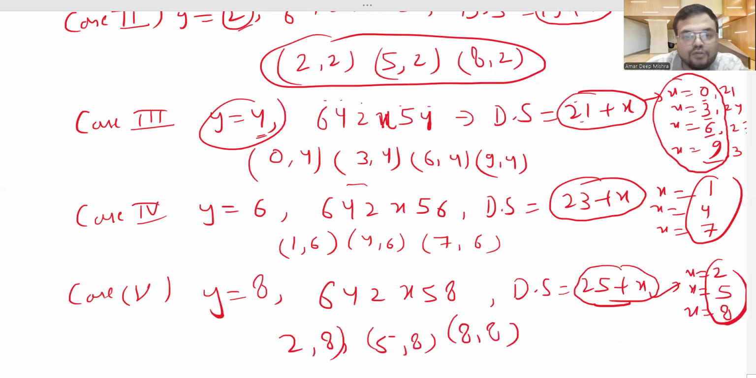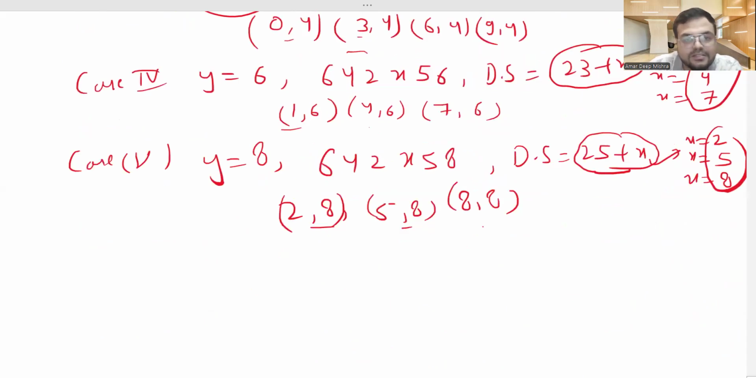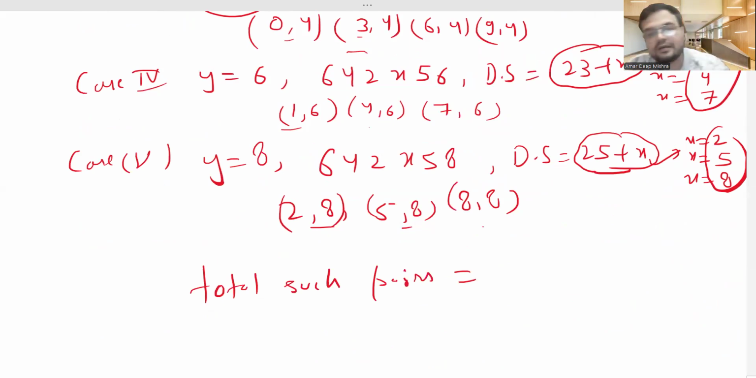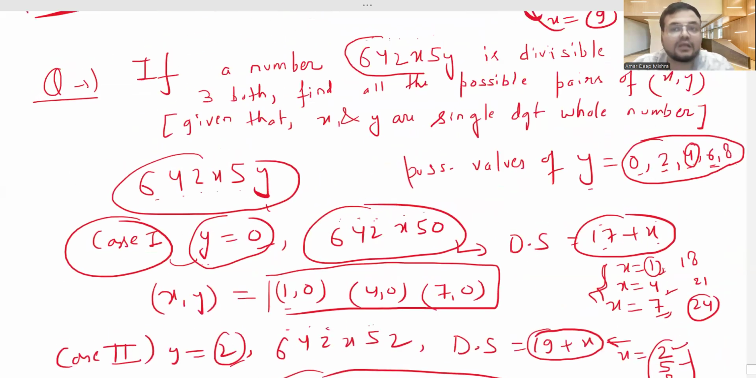So in total, how many pairs of x, y are you getting? 3 here, 6, 4 here, 10. Okay, 3 here, 13, and 3 here, 16. That means the total number of such pairs is 16. Okay, I hope it is clear. Although these types of questions might not be asked to you in the exam, still the concept must be clear to you. So these were 2 good practice questions on the divisibility test by 2, 3, and 5.